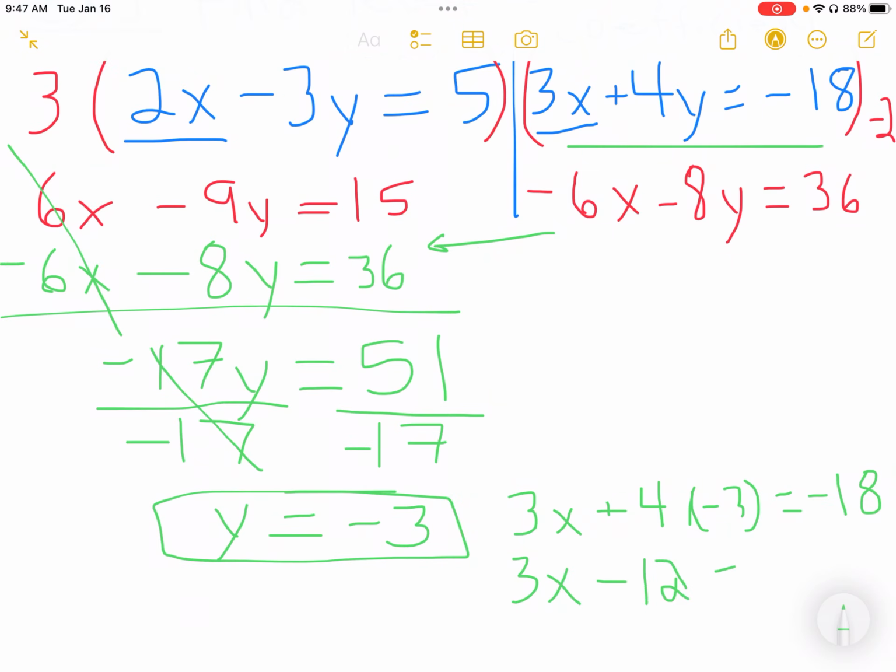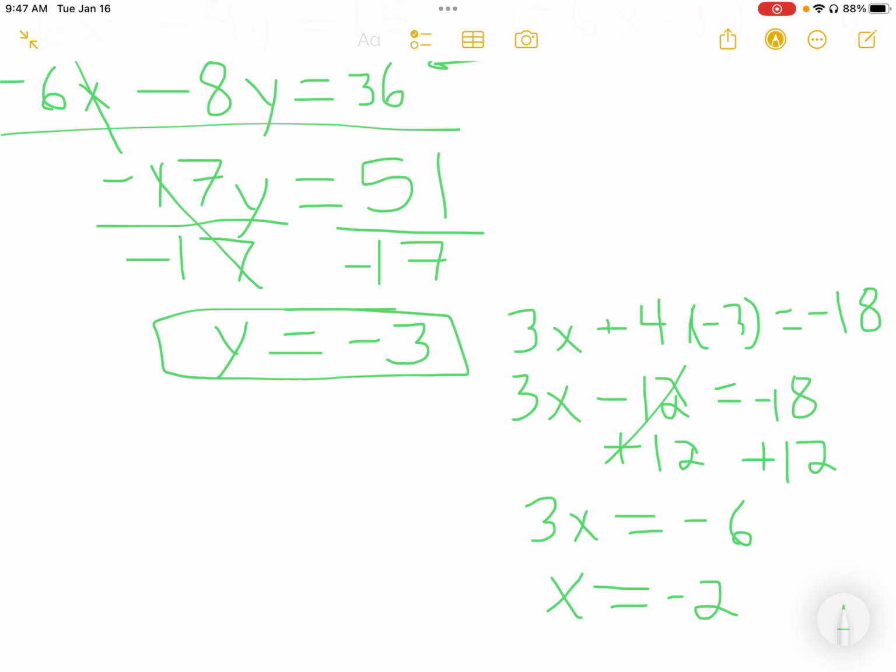So I want to move my 12 off this side, so I'll do plus 12, plus 12. Oh, this 12 isn't very much like 12. Okay, and then I'll get 3x is minus 6, which means my x is going to be minus 2, because I divided both sides by 3. Or I can show this here, 3 divided by 3. And that's my answer there.